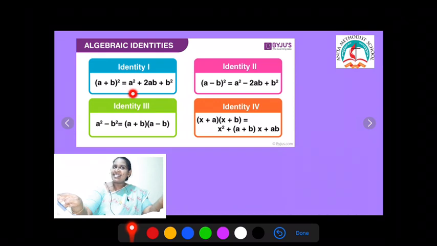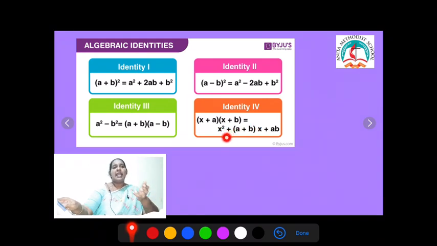Can anyone say what (a + b) the whole square is? Yes, it is a square plus 2ab plus b square. Can anyone say (a - b) the whole square? a square minus 2ab plus b square. (a + b)(a - b)? a square minus b square. Okay, then the next one is (x + a)(x + b), which is equal to x square plus (a + b)x plus ab.